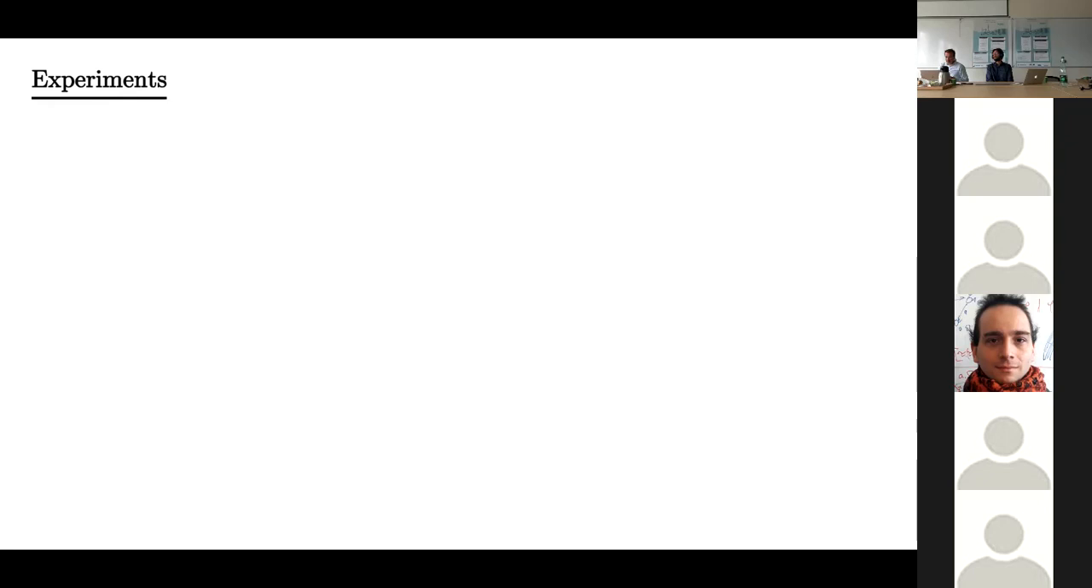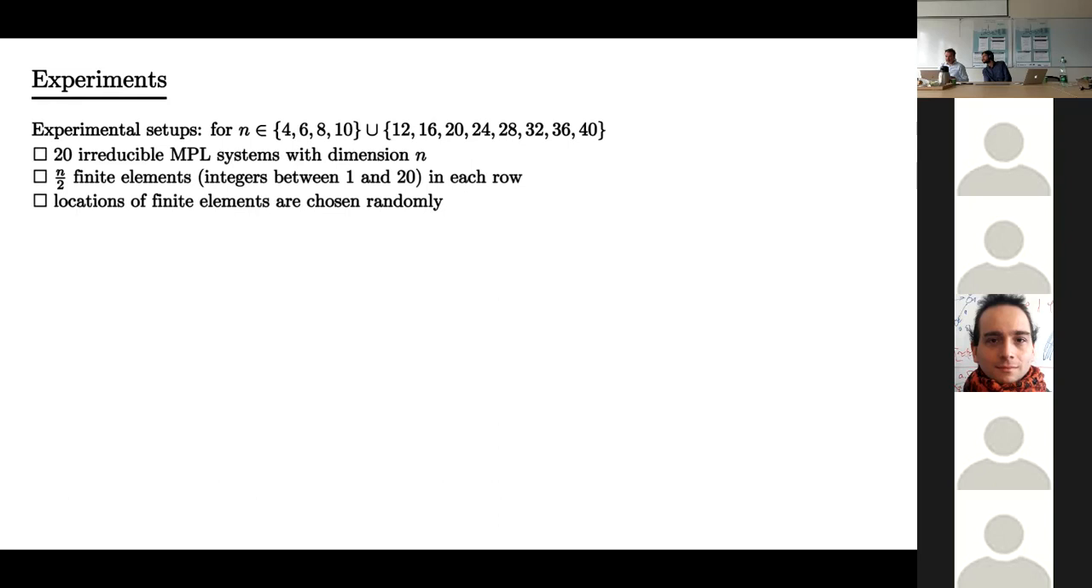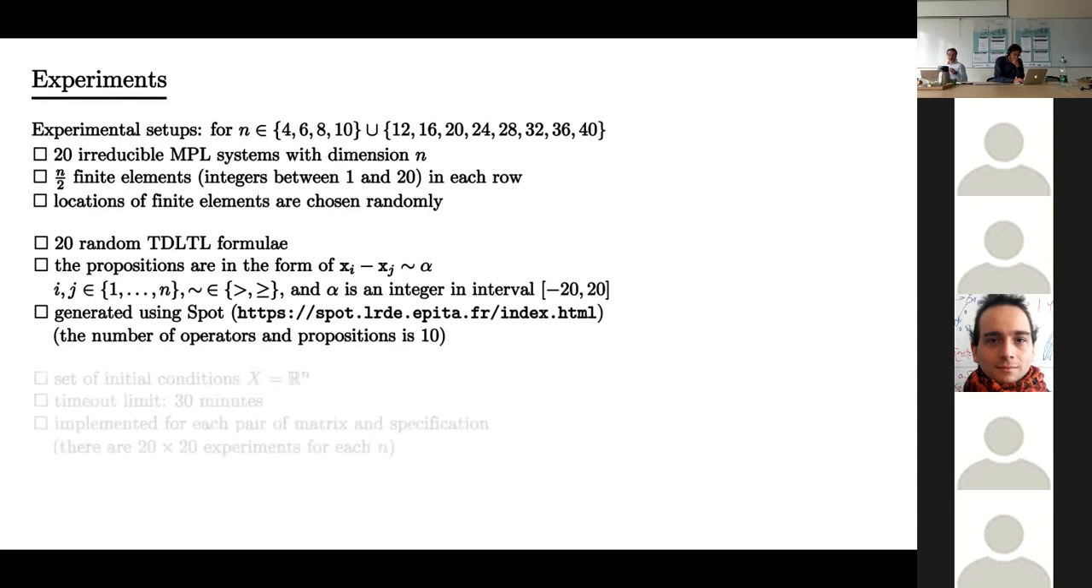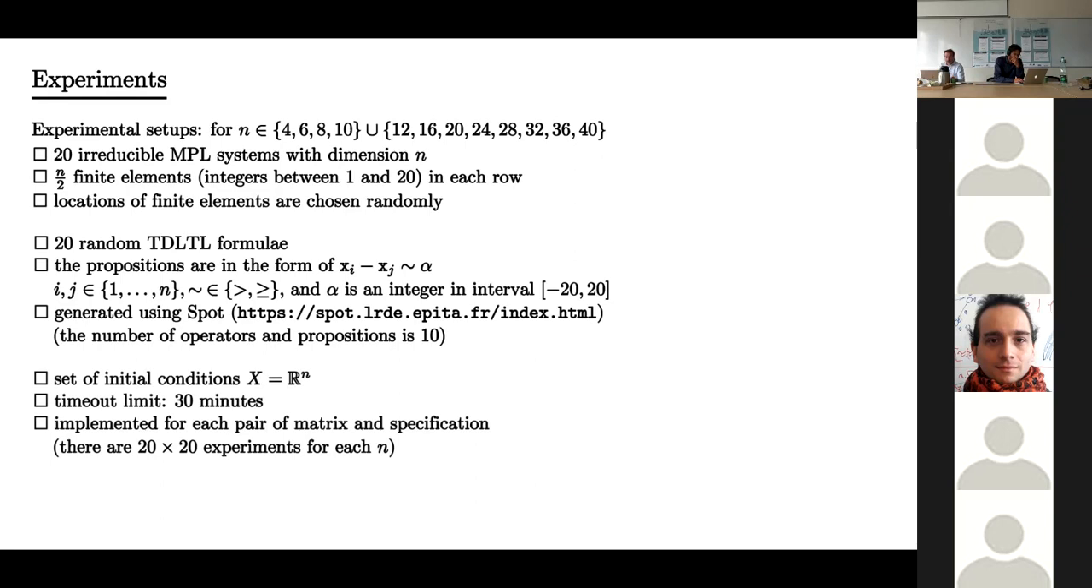The setups for the experiment are as follows. We generate 20 irreducible MPL systems with dimension n. There are n to 2 finite elements in each row, where the values are between 1 and 20, and the locations are chosen randomly. For the specification, we generate 20 random TD-LTL formulas, where the propositions are in this form. We generate the formula using Spot, in which we set the number of operators and propositions to 10. The set of initial conditions is the whole R^n, and we set 30 minutes as the timeout limit. The experiments are implemented for each pair of matrix and specification.